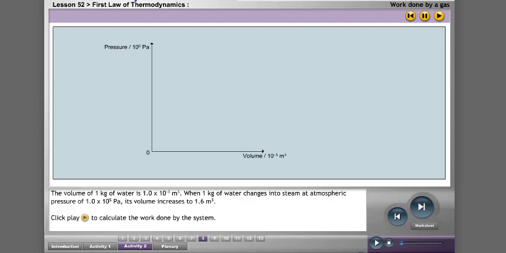The volume of 1 kilogram of water is 1.0 times 10 to the power -3 meter cube. When 1 kilogram of water changes into steam at atmospheric pressure of 1.0 times 10 to the power of 5 pascals, its volume increases to 1.6 meter cube. Click the play button to calculate the work done by the system.